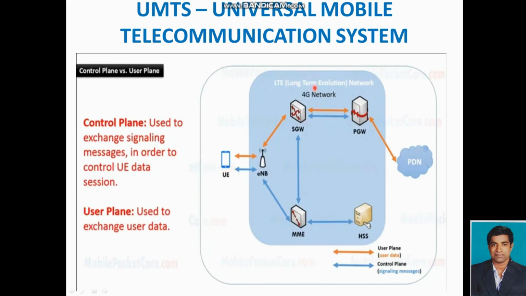Once the MME provides approval to the service gateway, the user equipment can access the 4G network through the service gateway. This service gateway routes all the information to the packet gateway. Here this packet gateway is directly connected to the public data network.